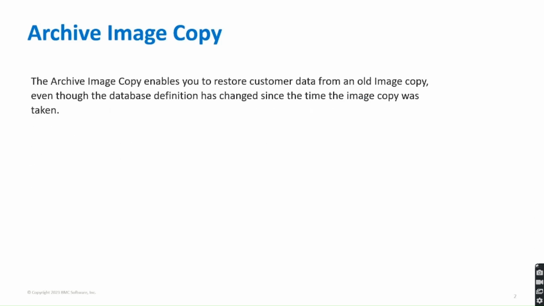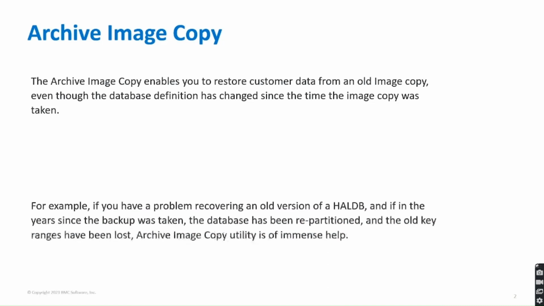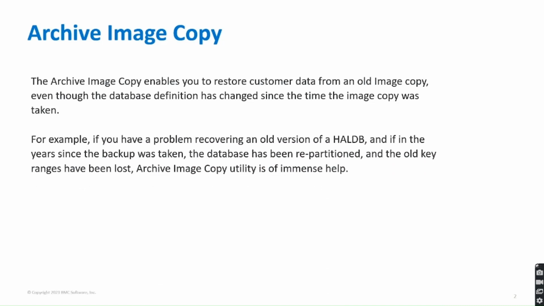The Archive Image Copy enables you to restore customer data from an old image copy, even though the database definition has changed since the time the image copy was taken. For example, if you have a problem recovering an old version of a HALDB, and if in the years since the backup was taken, the database has been repartitioned, and the old key ranges have been lost, Archive Image Copy utility is of immense help.